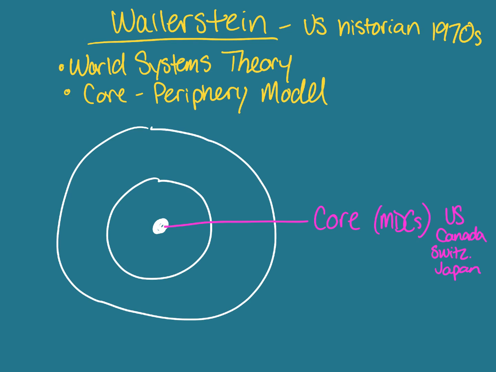So the core countries, these are our rich countries. This is where a lot of our multinational corporations, our big companies, are located. The headquarters are located here in these MDC countries, okay. The next ring out is called the semi-periphery.